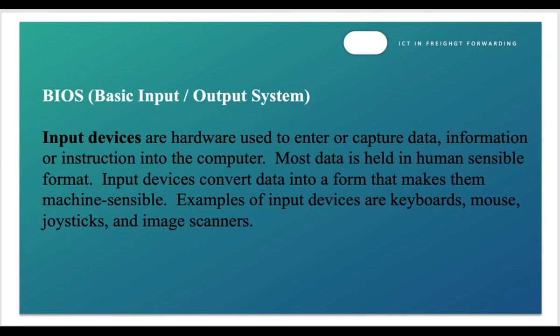Examples of such devices are keyboards, which we use to type, and the mouse, which we can use to copy and paste and make actions on the desktop. Then we have the joysticks, which we use to manipulate, like in playing games. And image scanners, which we use to scan documents and show them on the desktop so that we can manipulate them. These are all basic input devices.